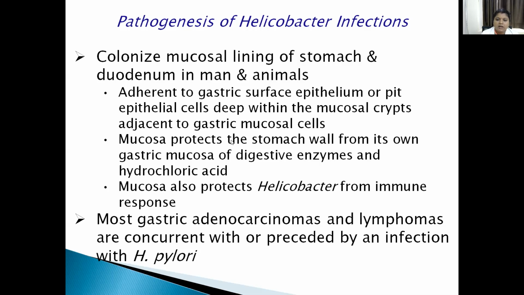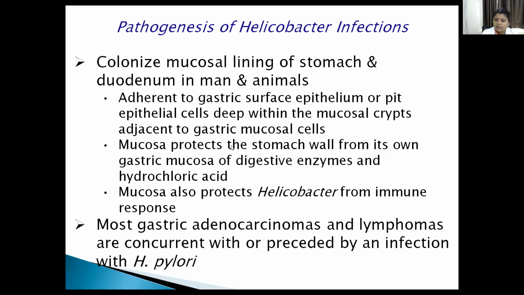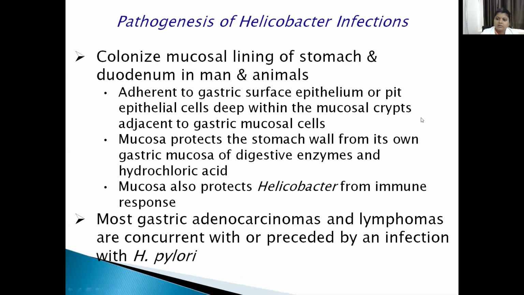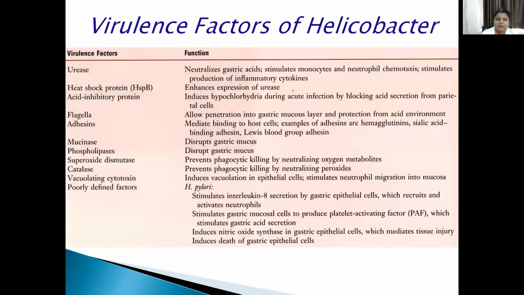These are all catalase and oxidase positive, producing phosphatase and also H2S, along with the production of the important enzyme, urease. What are the factors associated with Helicobacter infection? These are some of the virulence factors that are associated.